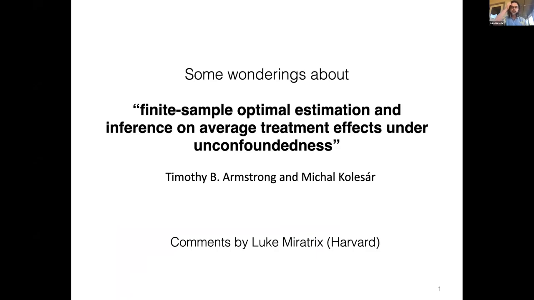Great. So I was glad to have the excuse to read this paper and to think about it. The paper itself is incredibly dense. There's like a million ideas packed in it. I think I just got some of the surface ideas, which is what I'm going to primarily focus on in these comments.